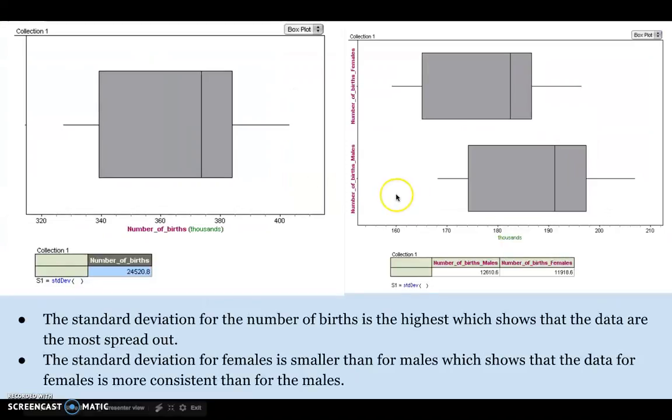This is a box plot for number of births, number of births for males, and number of births for females, and the standard deviation. Comparing the standard deviations, we can see the standard deviation for number of births is the highest, which shows that the numbers are most spread out. And comparing these two, we can see the standard deviation of females is smaller than for males, which means the data for females is more consistent than for males.